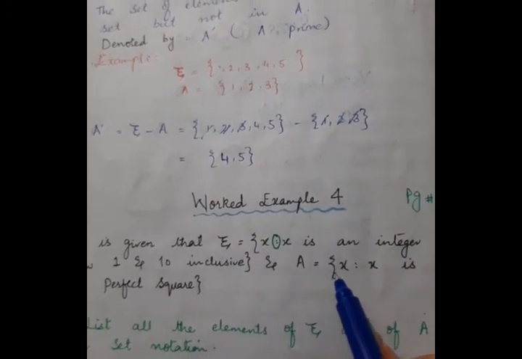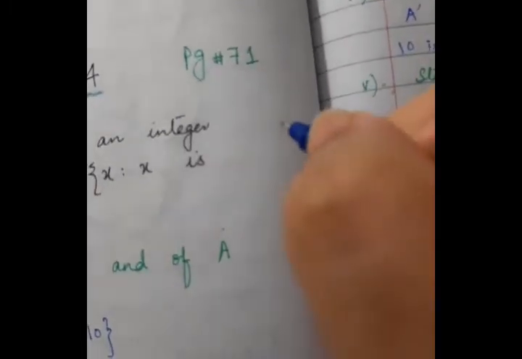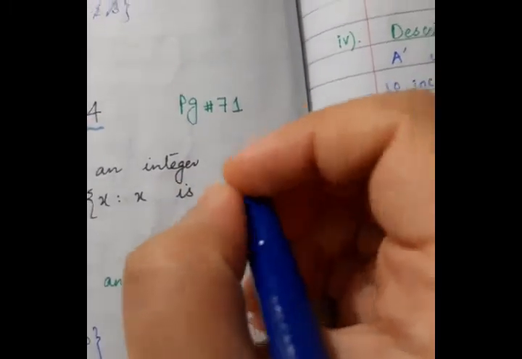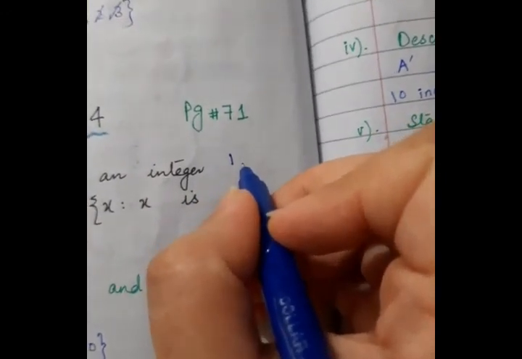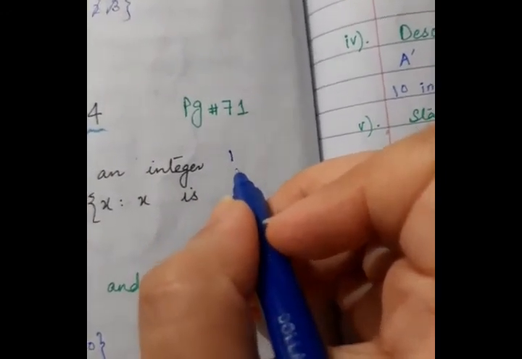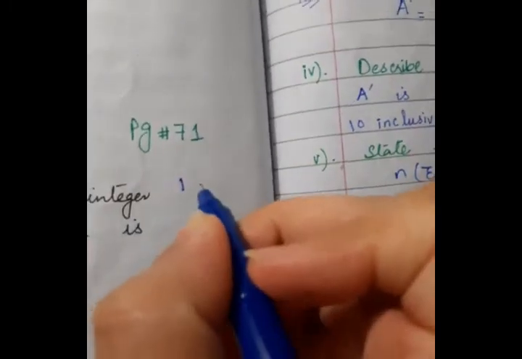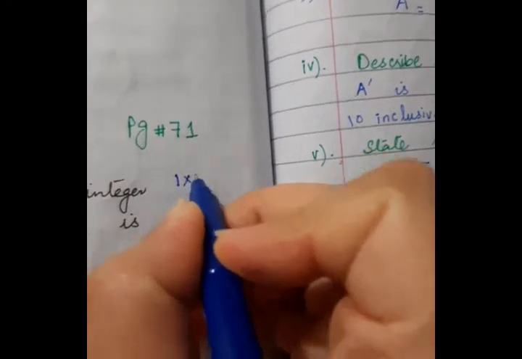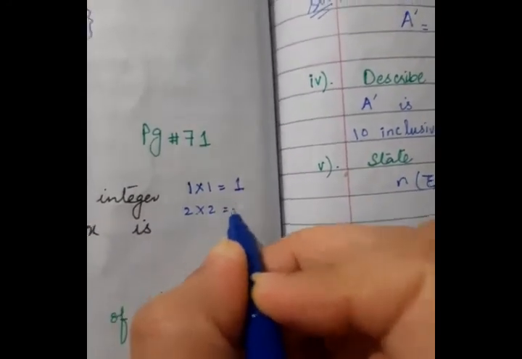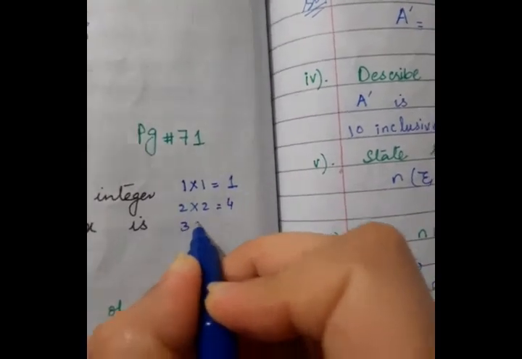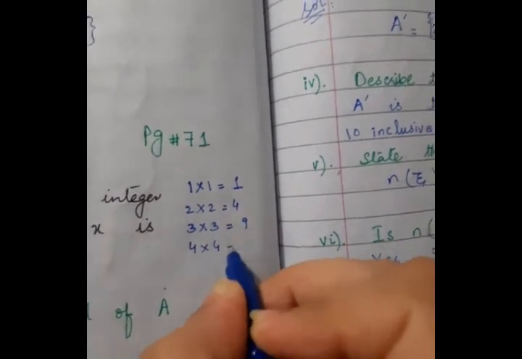A हमारे पास क्या है, x such that x is a perfect square. So we are going to judge all the perfect squares from 1 to 10. Let us solve it. How you are going to find the perfect square? Perfect square is basically the square of a number. It means when you multiply 1 by 1 you will get 1, then 2 multiplied by 2 you will get 4, then 3 multiplied by 3 is equal to 9, then 4 multiplied by 4 is equal to 16.